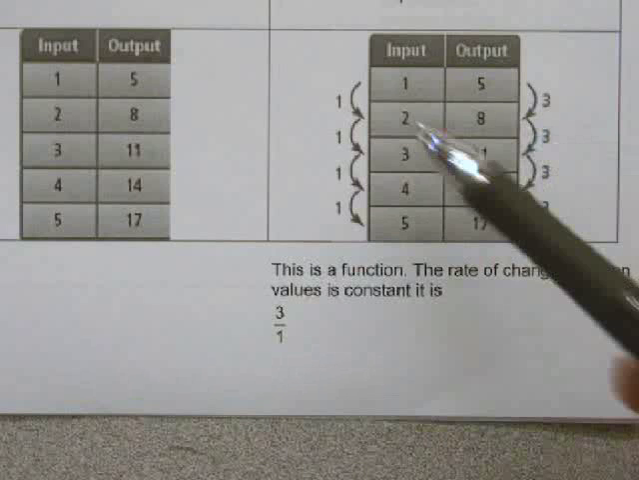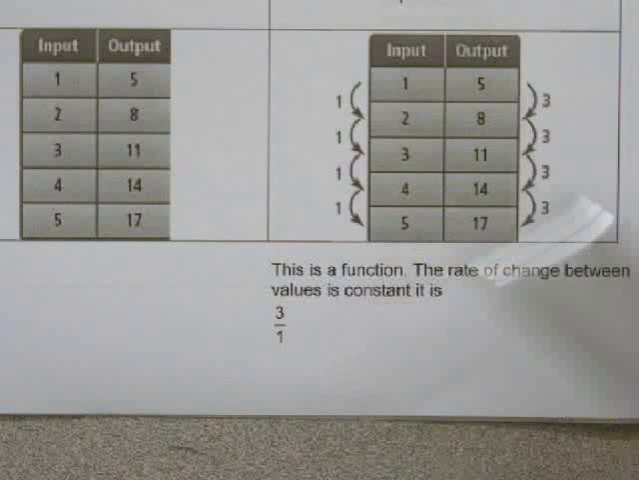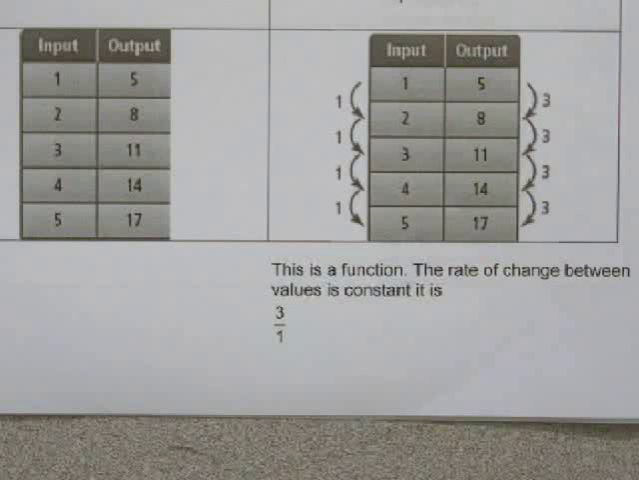And this is why I know it's a function. I'm looking at my x values. The distance between each x value or input value is 1, and the distance between each of my output values is 3. So as it says, this is a function. The rate of change between values is constant. It is 3 to 1. Okay, and that's what a linear function is. Good thing to know. You're going to need this.